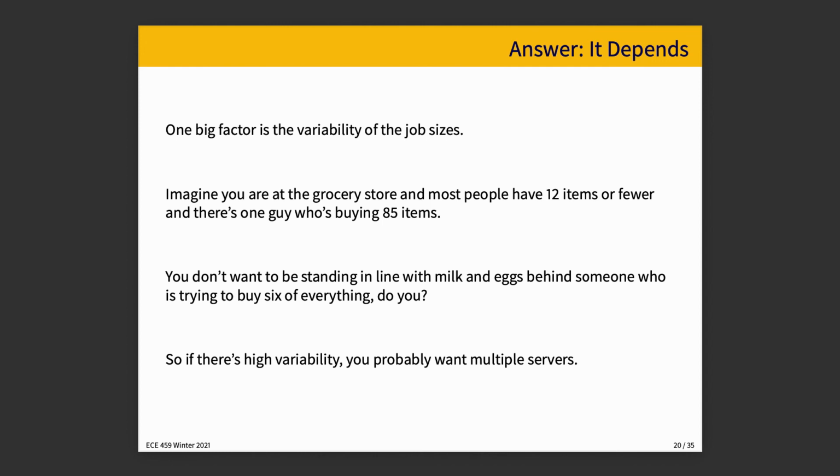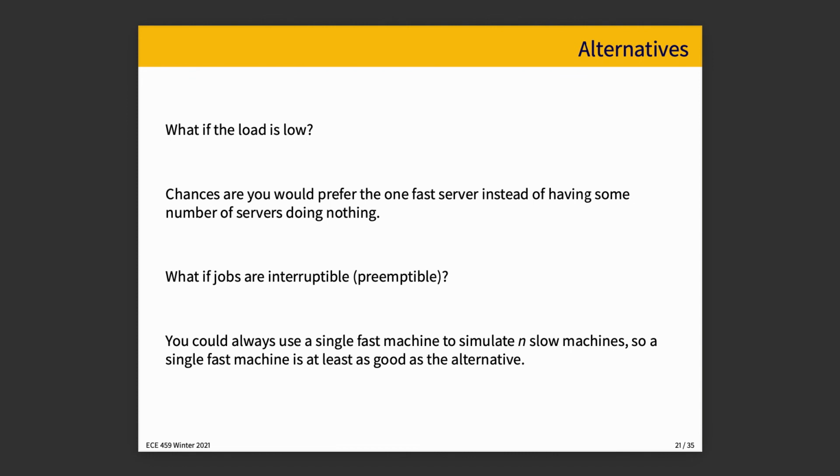So if there is high variability, as there is at a grocery store, then you probably want to have multiple servers, because you can just choose a different lane and not get in line behind the person who's shopping as though this is the last day on which there will ever be anything for sale in this store. And it would be just faster for you to go to the express lane. You want 2 items, please and thank you.